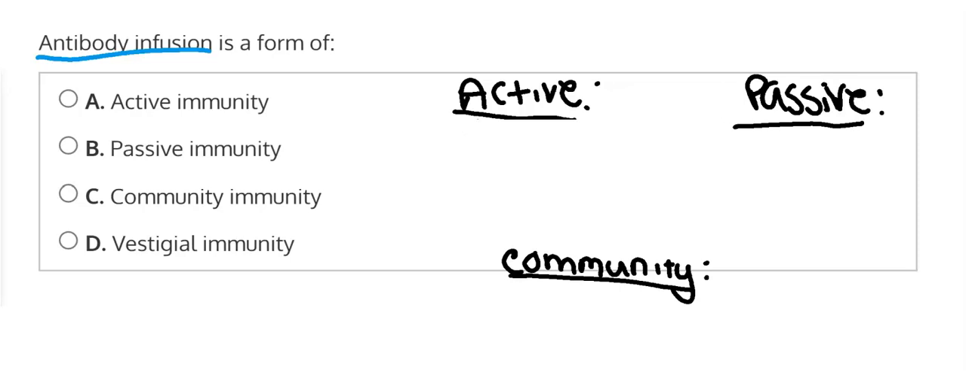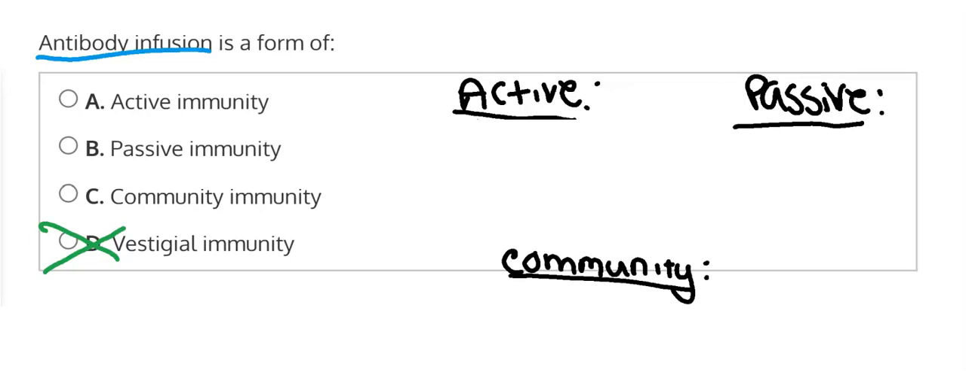Now, just of note, vestigial immunity we could eliminate right now because this was just a placeholder of an answer to try and trick you. That's not actually a type of immunity. Vestigial is just a term that has a different meaning related to atrophy and muscles, and it's not related to immunity. So now we've narrowed it down to three. Let's review the differences.